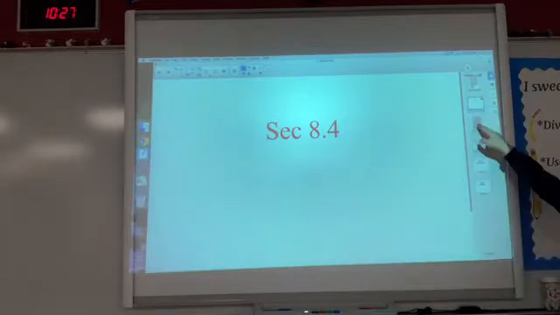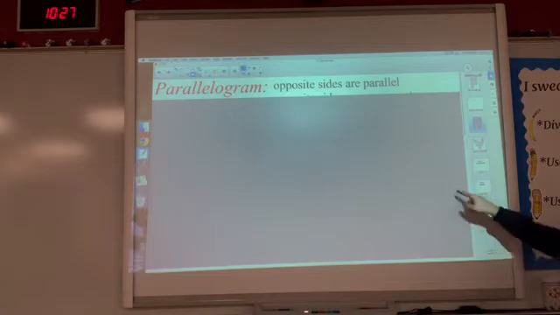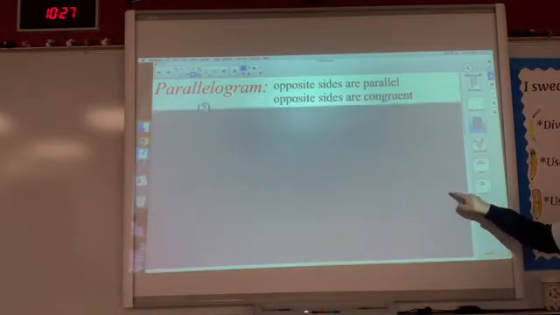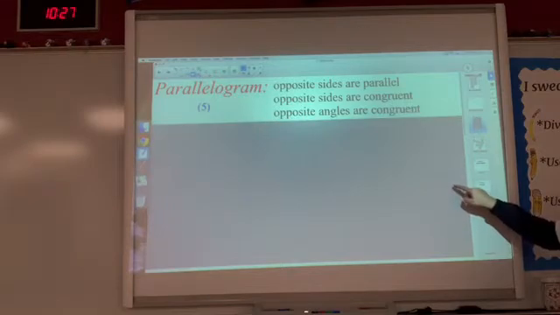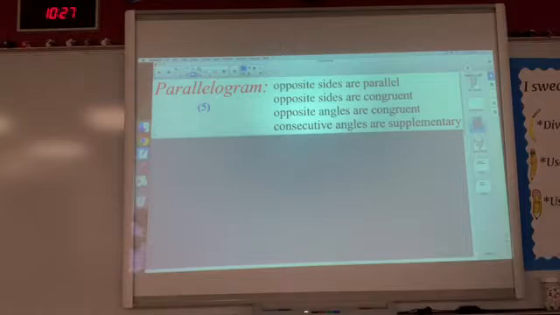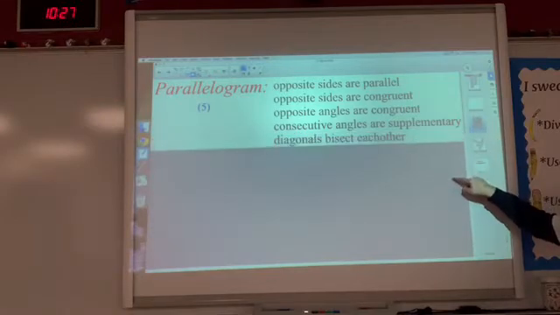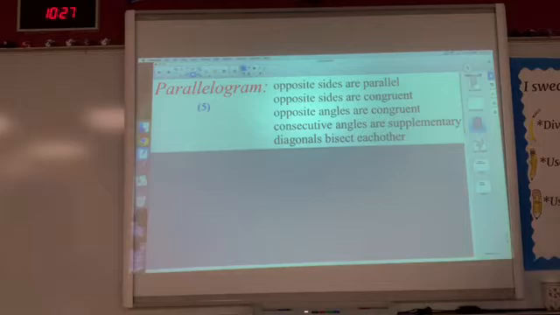Starting with a parallelogram. A parallelogram has opposite sides that are parallel. That's the definition. Opposite sides are congruent. Opposite angles are congruent. Consecutive angles are supplementary, meaning if they're not opposite of each other, but they're next to each other. Supplementary reminder is 180 degrees. They would add up to 180 degrees. And a parallelogram has diagonals that bisect each other.